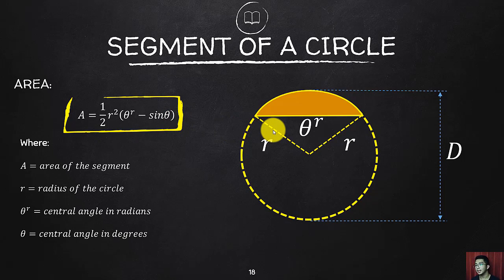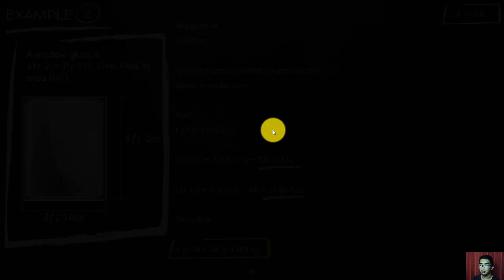All of these formulas are now used in the computations of areas and perimeters. Of course, we're not going to discuss all of them. It's up to you to just memorize the formula, or when you encounter a problem that uses this particular plane figure, look at your formulas so that you can solve for the area and the perimeter. But it's best if you memorize them as early as now so that it will be easy for you when you go to your higher subjects. So I think we can solve a bit more examples.